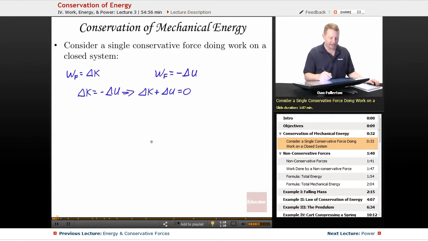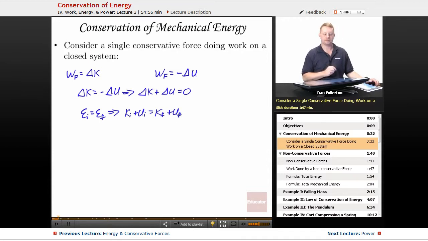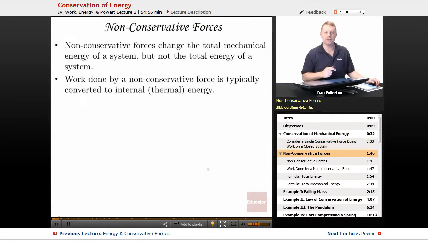And if we expand this out a little bit, what we're really saying is the initial energy must be equal to the final energy, or kinetic initial plus potential initial must equal kinetic final plus the final potential energy, the conservation of mechanical energy. But what if you have non-conservative forces? Well, non-conservative forces change the total mechanical energy of a system, but not the total energy of the system. The work done by the non-conservative force is typically converted to some sort of internal or thermal energy.